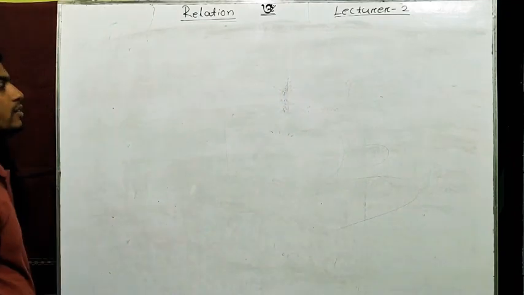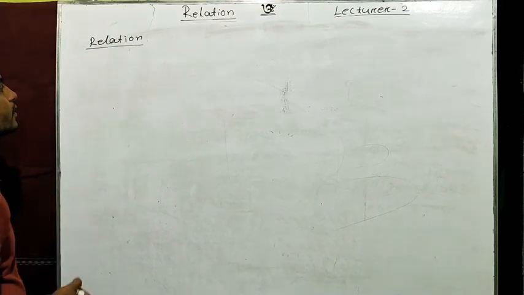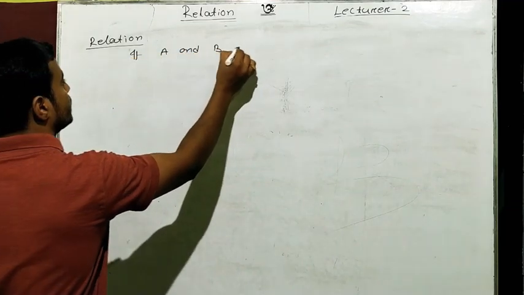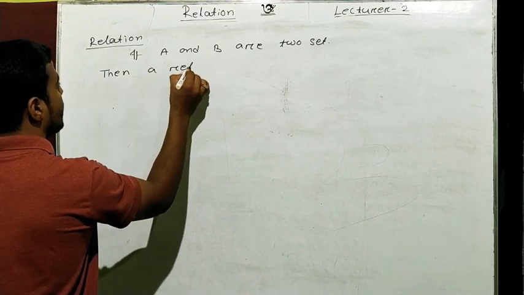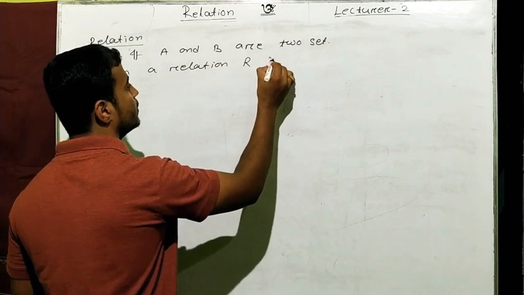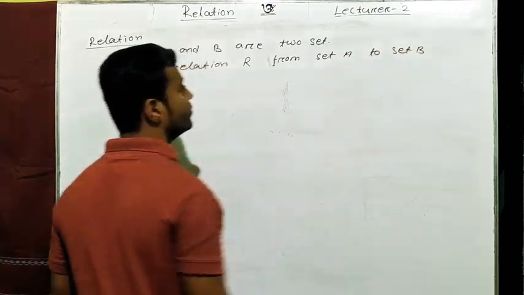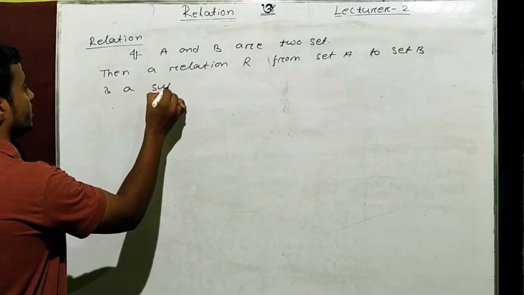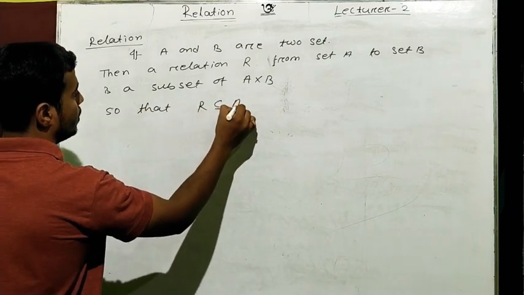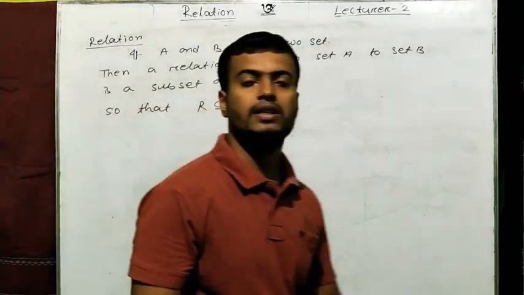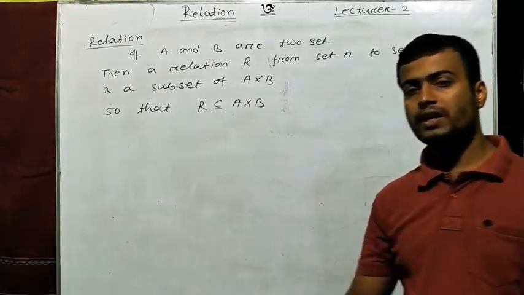So now I discuss relation. So what is a relation? Relation means if A and B are two sets, then a relation R from set A to set B is a subset of A cross B, so that R is a subset of A cross B. If A is a set, B is another set, then R, the relation from set A to set B, is a subset of A cross B, so that R is a subset of A cross B.